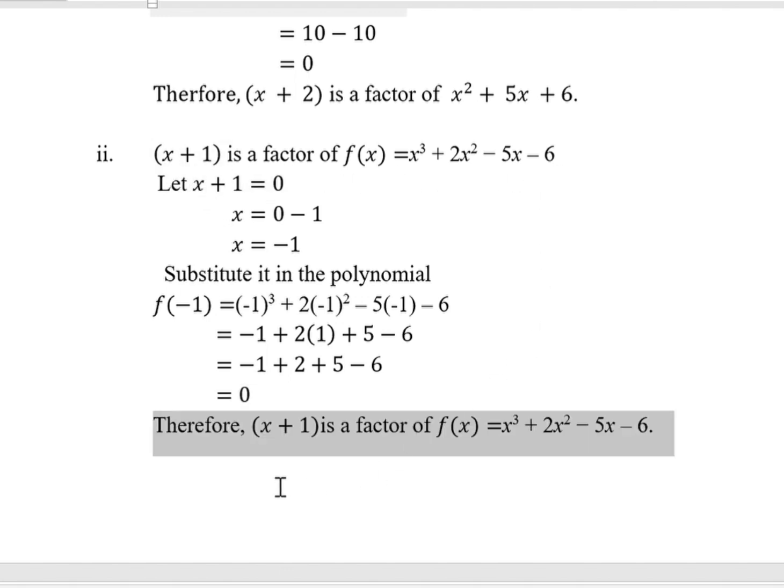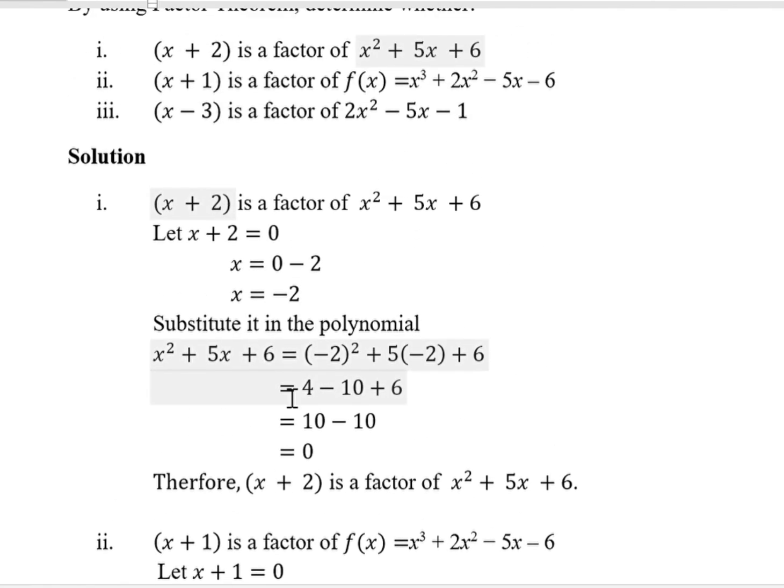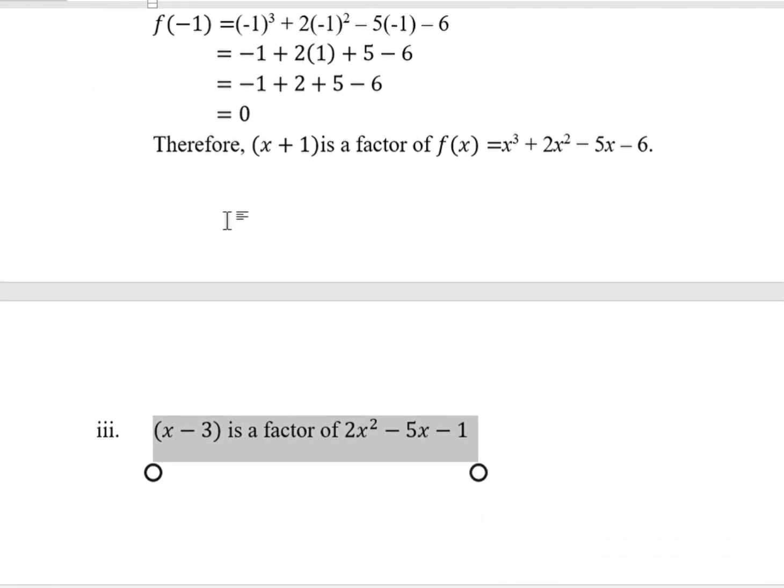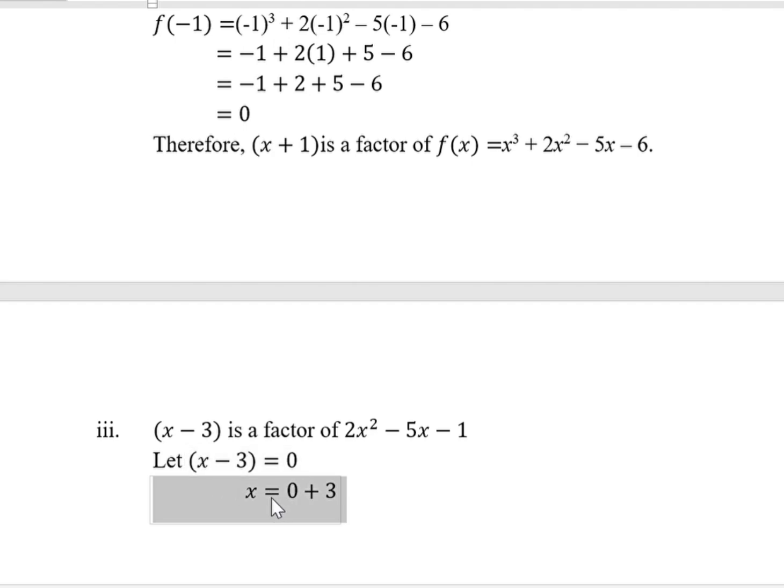Then the third one: we are supposed to determine whether x minus 3 is a factor of 2x squared minus 5x minus 1. So we do the same. Take this factor here, equate it to 0. So we shall have x minus 3 equal to 0. Take minus 3 across the equal sign, so we shall have it as positive 3. So x will be equal to positive 3.